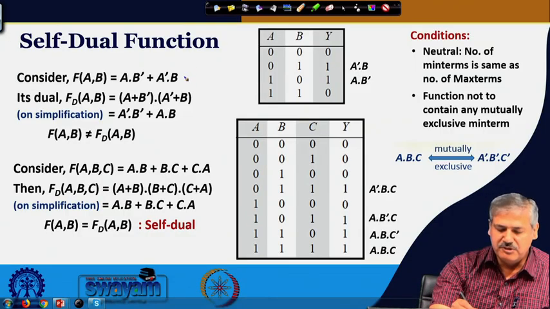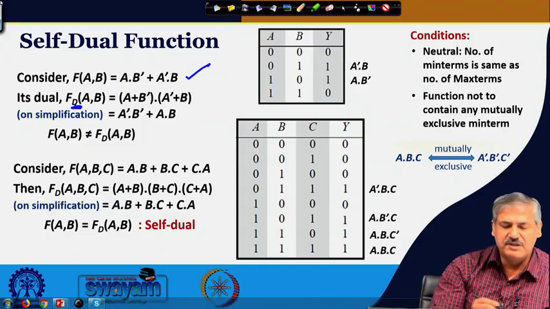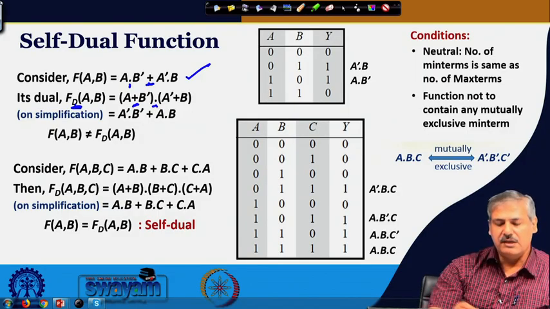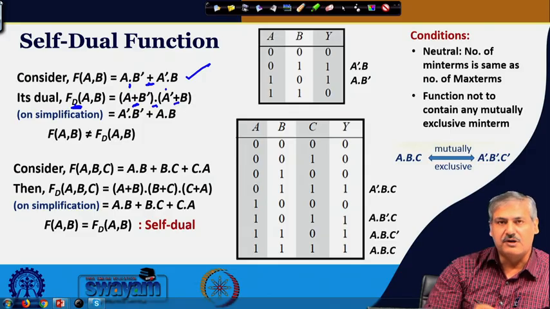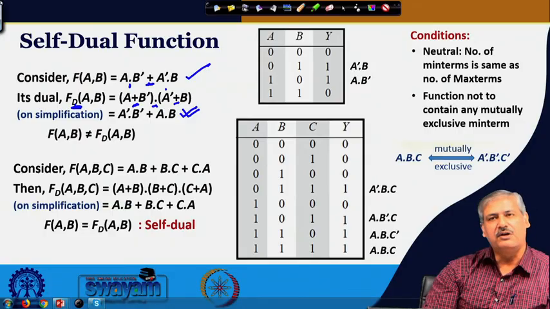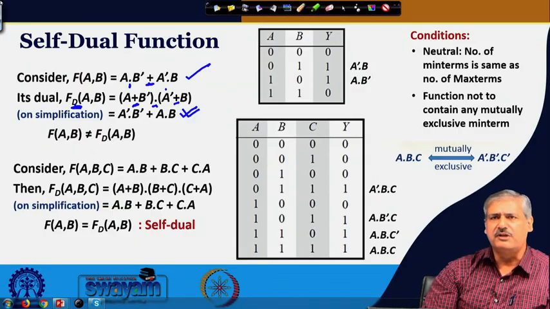So, if this is the given function, then its dual, represented in this manner, has an OR in place of AND, and an AND in place of OR. If you simplify, then you get this one. Obviously, you can see that these two are different. So, these are not self dual; this is the dual and the function is different, which is possible.